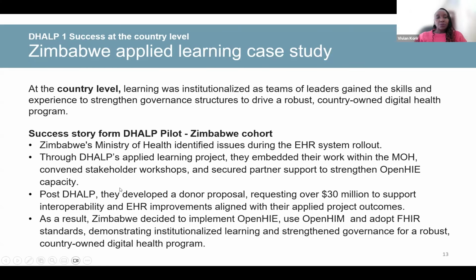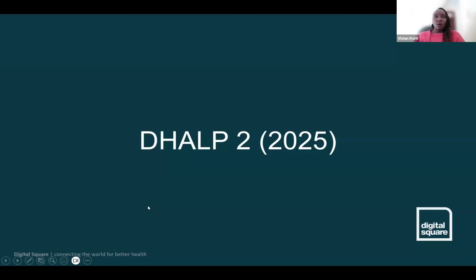And post the program, they developed a donor proposal and they requested funding, and they got funding which supported interoperability and improvements of the EHR. And this is a success story we have from our pilot.